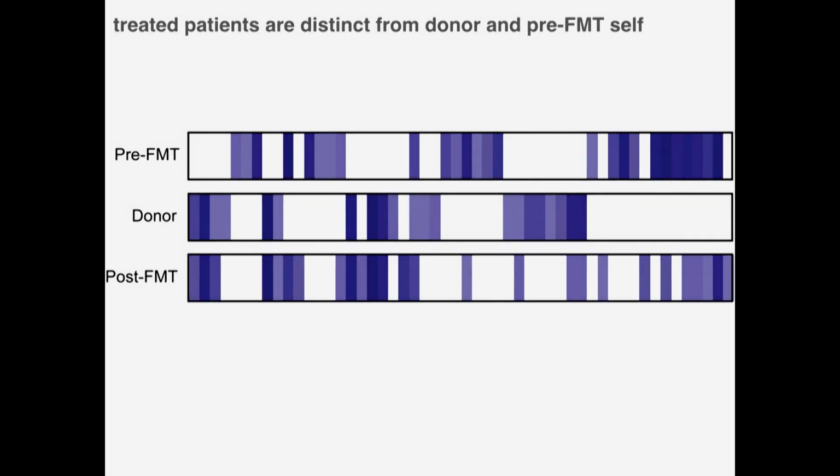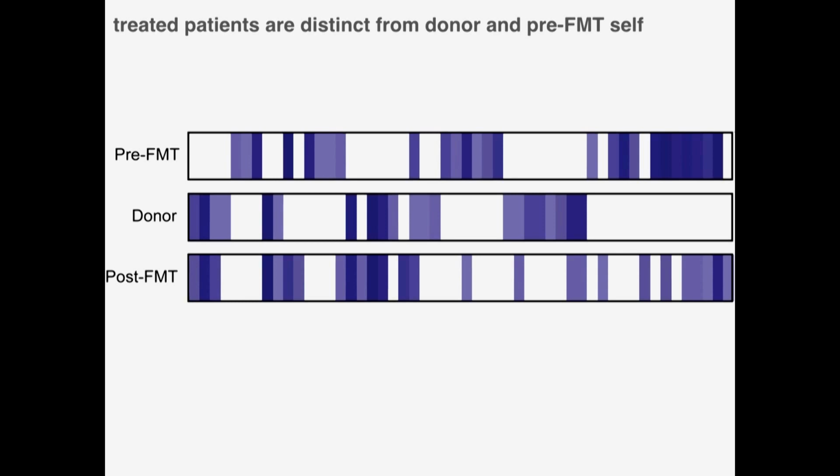So this is what it looks like when you get a fecal transplant. The top row is the patient before the FMT. FMT is fecal transplant, just so you know. The second row is what the donor looks like, and the third is the patient after the FMT. Each column is a different type of bacteria. White means that bacteria is absent. Blue means that bacteria is present, and the darker blue is more present.